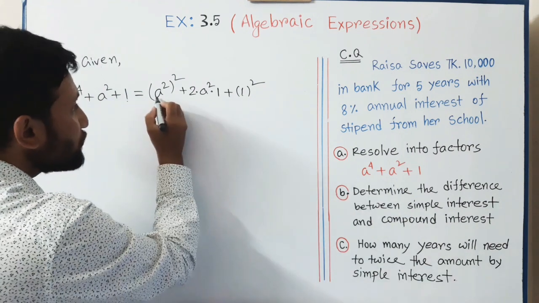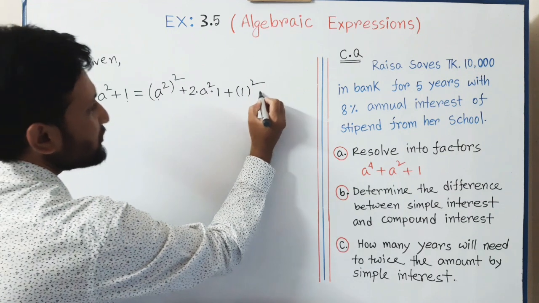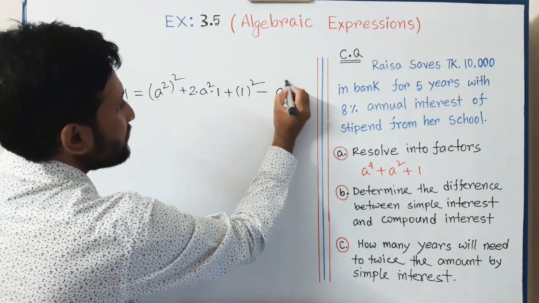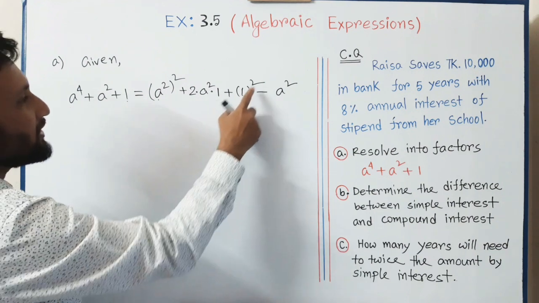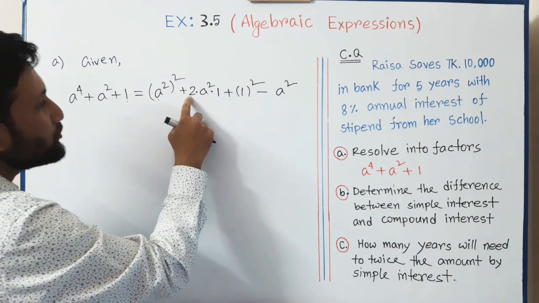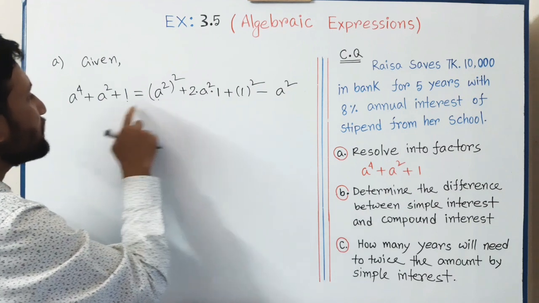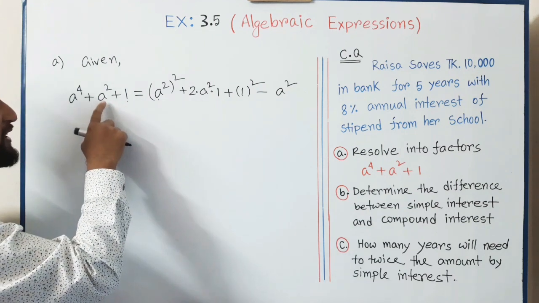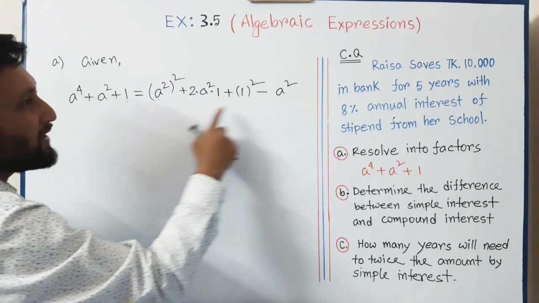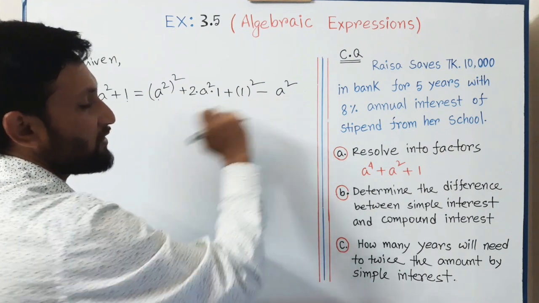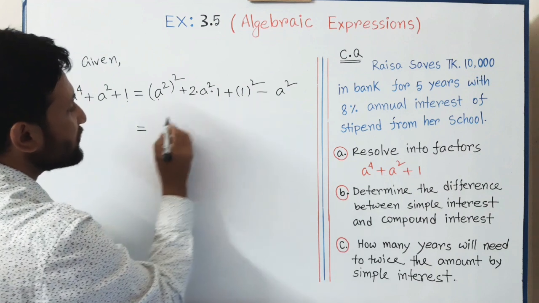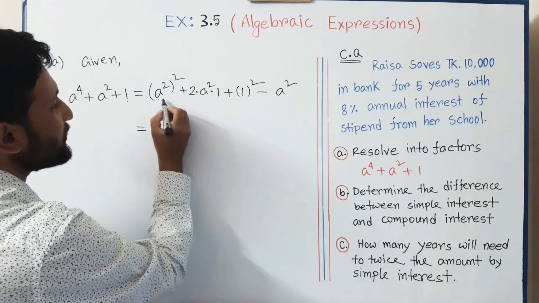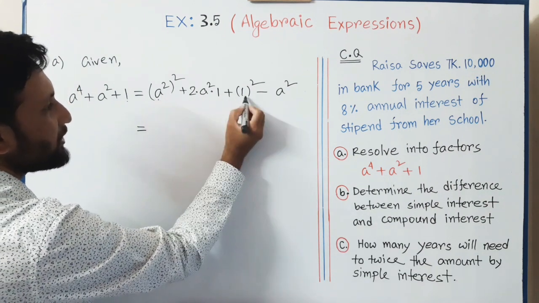To balance this we have to subtract a square, because a square whole square means a to the power 4, 1 square means 1, but 2a square into 1 means 2a square, while in the given expression there is only a square. So to balance we need subtraction of a square. Now we can write these 3 terms as a plus b whole square, imagining a is a square and b is 1.